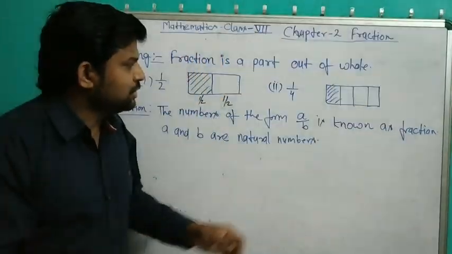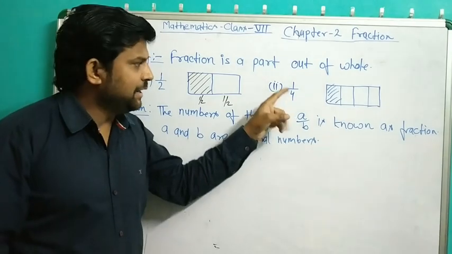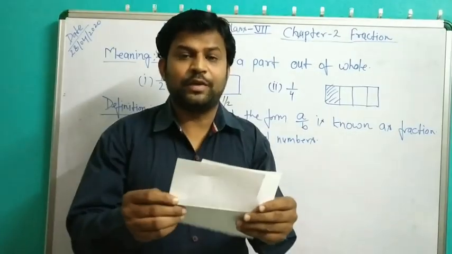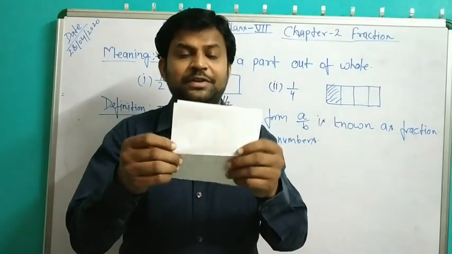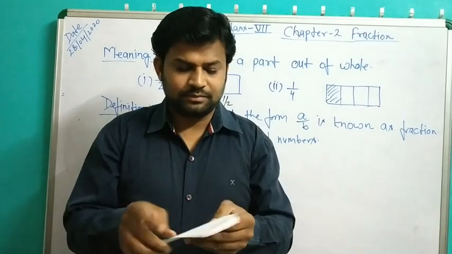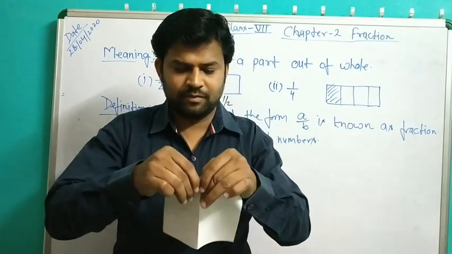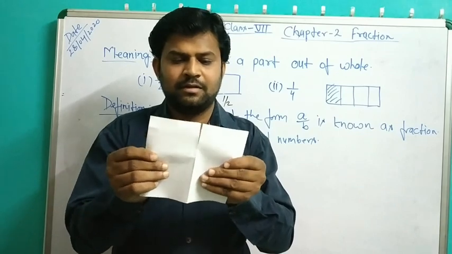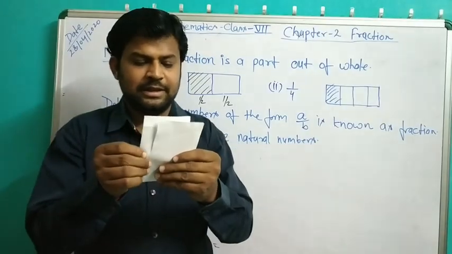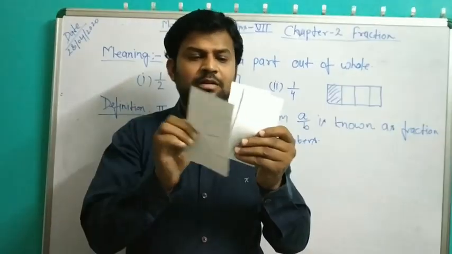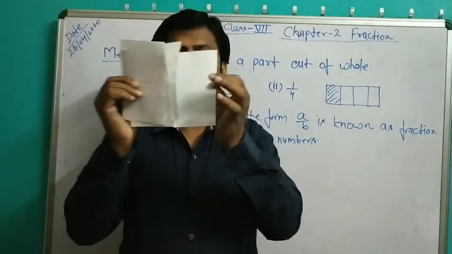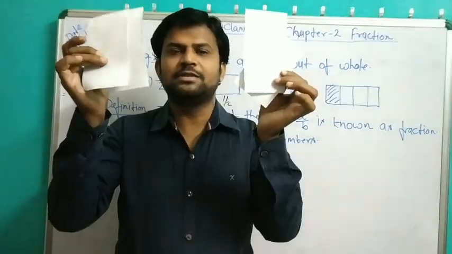And the second question is 1 upon 4. It means one part out of four parts. When we divide it into four equal parts, then we get one part, two part, three part, and four part. It means the total is four parts.